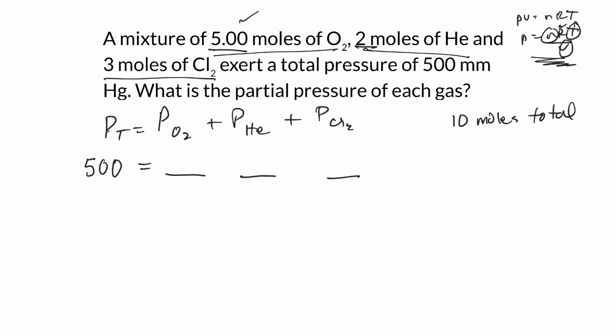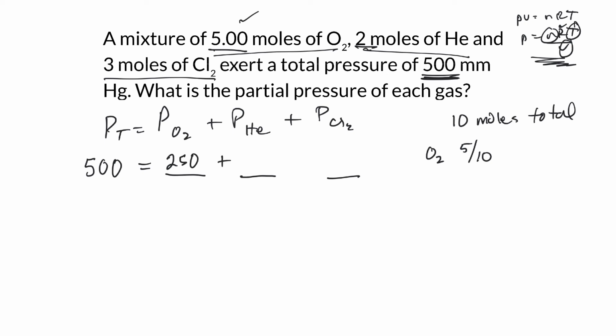So if I have 10 moles total, oxygen has 5 of those 10, right? So really 5/10, that's like 50%. Oxygen will be contributing to the pressure of the total container to a degree of 50%. So if the total pressure is 500 millimeters of mercury, oxygen's got to be given half of that, or 5/10 of that. So oxygen is going to be half of 500, so it'll be 250 millimeters of mercury.